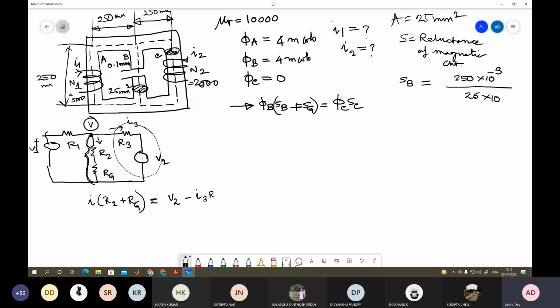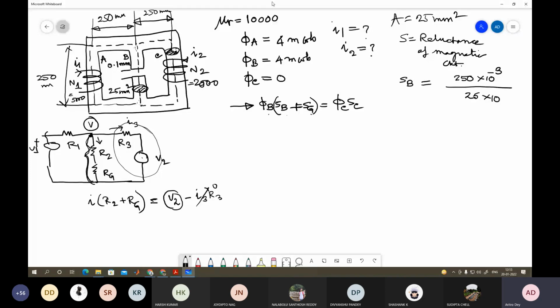So then what to do? If you want this I3 to be 0, your entire V should be equal to your V2, isn't it? Then only no current will be flowing through this path. Correct or not? Here you have a potential V. So this potential is equal to the MMF for this path. If you relate this, this is phi B into SB plus SG. So that should be equal to your current, which should be opposing this, so that no flux will be flowing through this path.